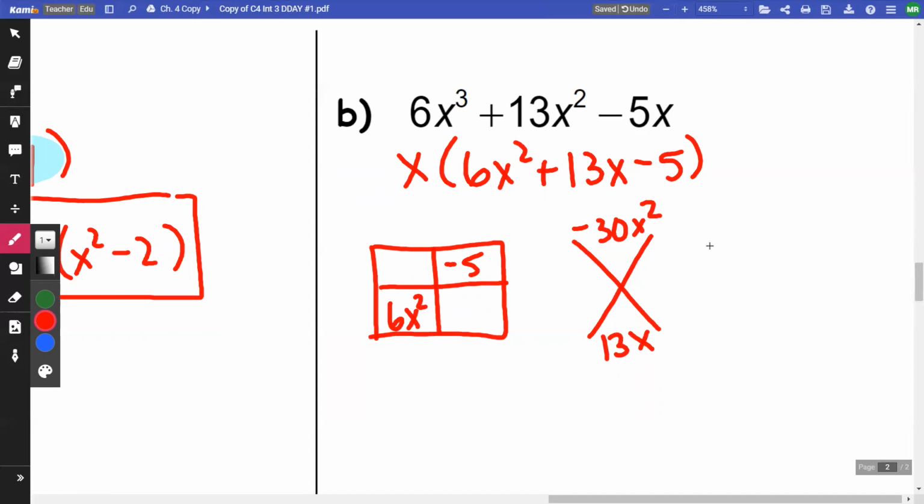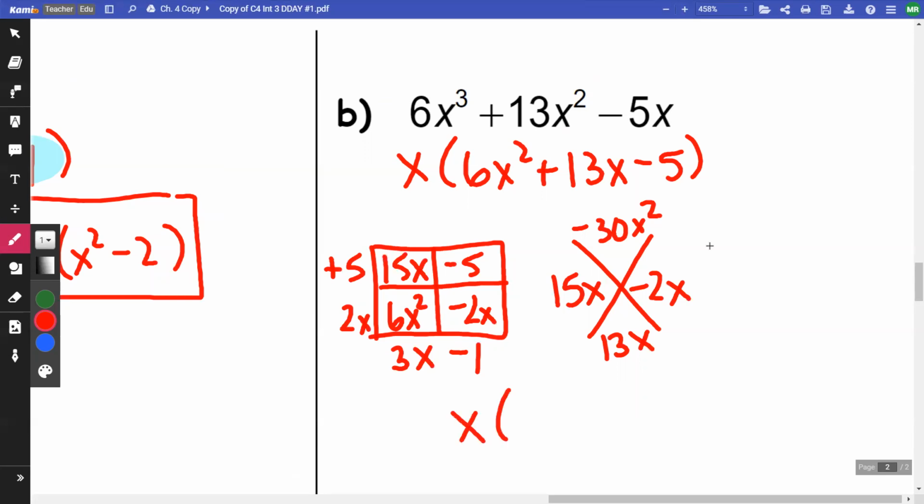You might think 10 and 3, but I need one of them to be positive and one of them to be negative. And so a 10 and 3 would not subtract to get me a 13. So I think it's going to be a 15x and a -2x. So this is going to be a 2 and a 3, a +5 and a -1. So my factors are the x that I factored out originally, my 3x minus 1, and my 2x plus 5.